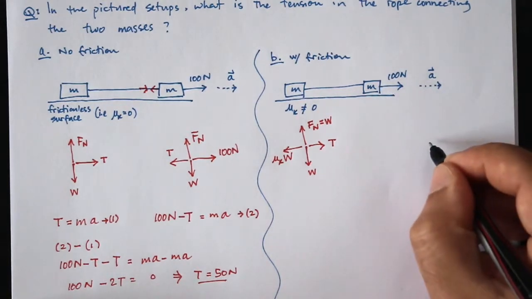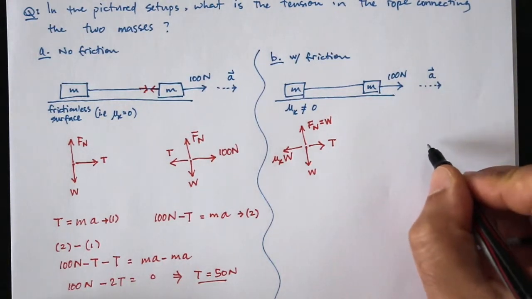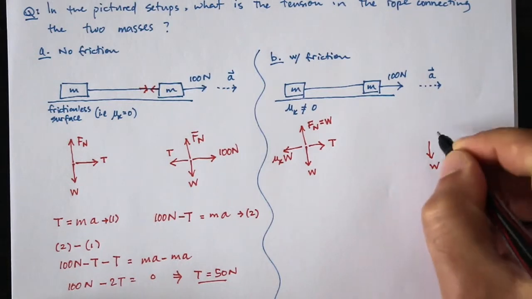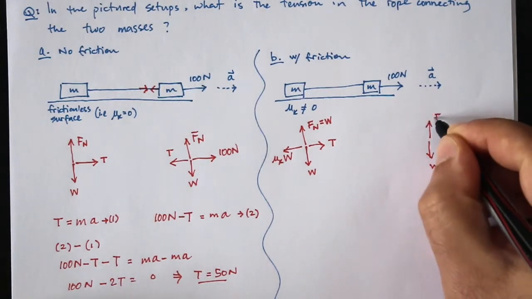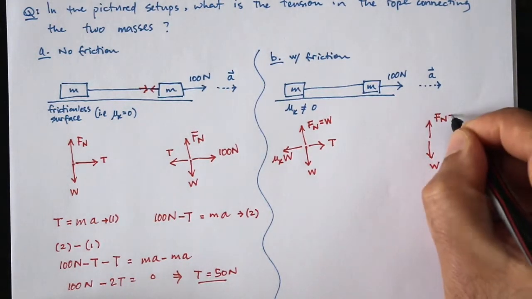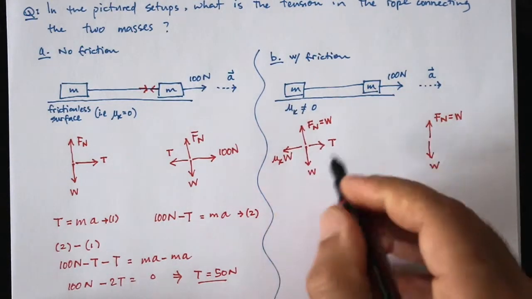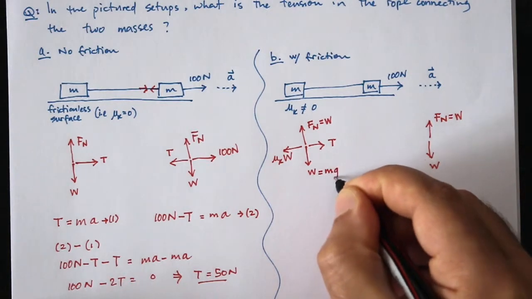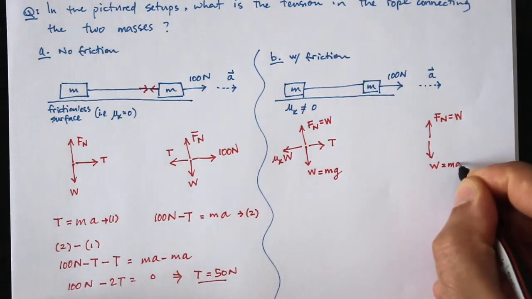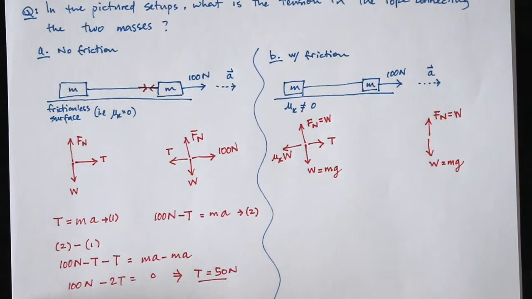For the mass on the right, I know that it has some weight. The surface responds with some normal force that is equal to that weight. Notice that I labeled it the same weight because it's the same mass. So in fact, I can write it just as mg because it's the same mass.